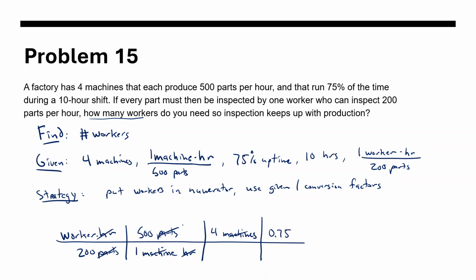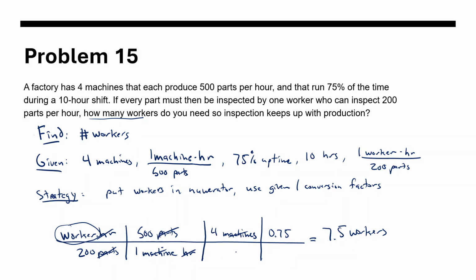So now what do we have left? We've got hours crossed off, parts crossed off, machine crossed off, this hour is crossed off. All right, so all that we're left with here is the number of workers. So again, we need to put this in our calculator. 500 times 4 times 0.75 divided by 200 parts gives us 7.5 workers.